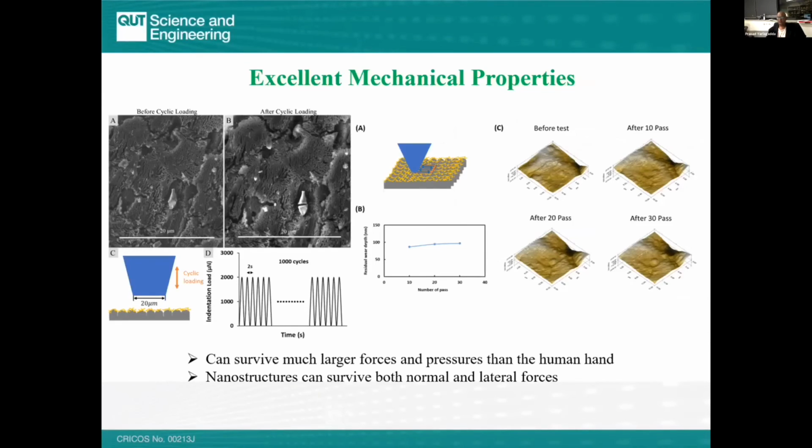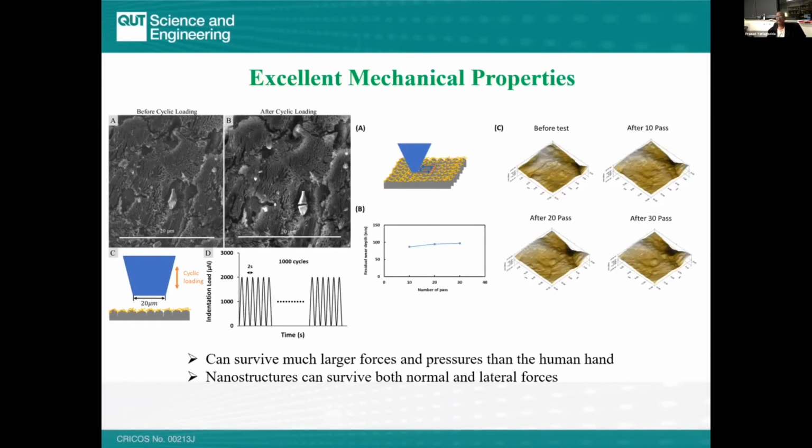They have excellent mechanical properties, but if you wipe it off with a hand, will the nanoscale texture get damaged? We proved that no, they will not be damaged. They can survive much larger forces and pressures than a human hand, and the nanostructures can survive both normal and lateral forces. We are still testing, but so far we proved these structures will last up to 9 months. We are still testing a few other possibilities, but we're hoping for a lifetime of at least 3 years.